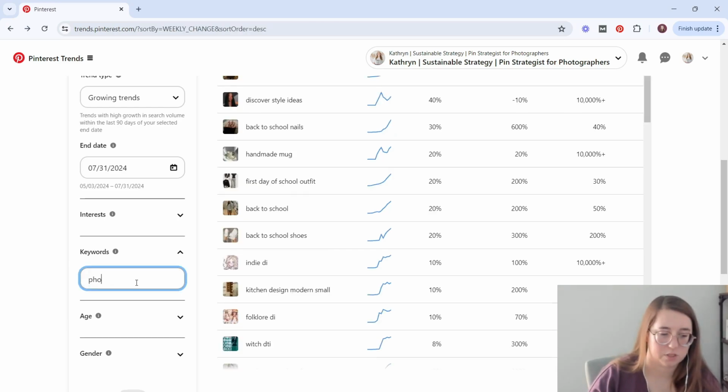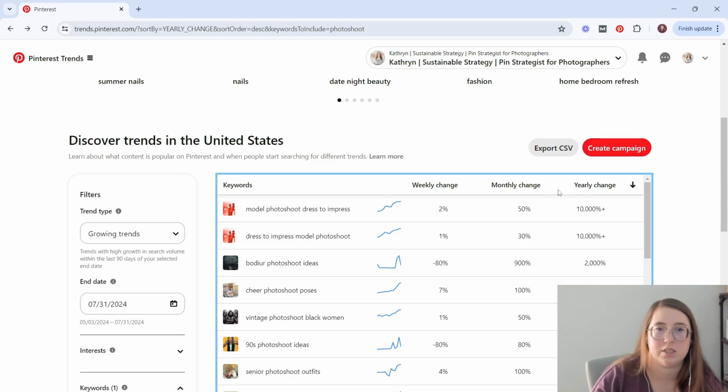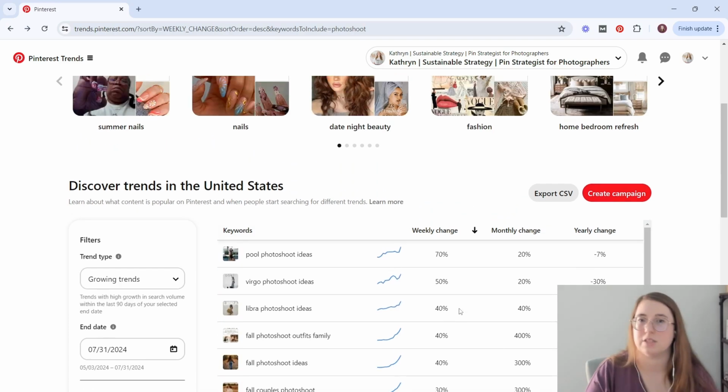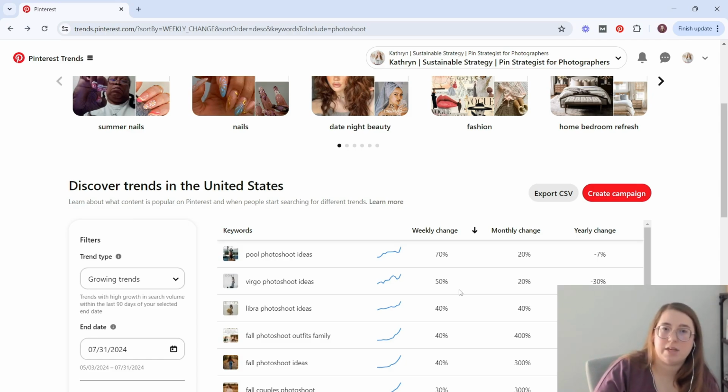Let's do photo shoot, and I do the same thing. Yearly change, monthly change. And I think this is really interesting. I think Pinterest has done something as far as their search engine goes where they're promoting that dress to impress. So if you have anything that is fashion based or like how to plan your wardrobe for a brand photo shoot, let's just tack on the term dress to impress and see if that helps.